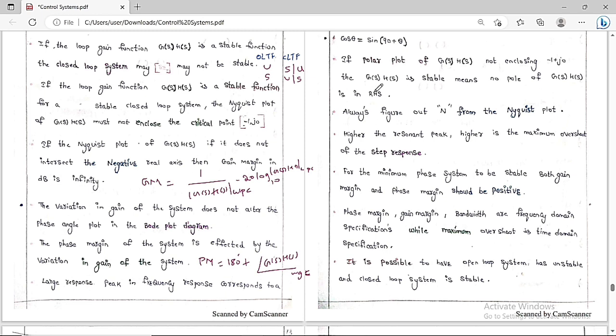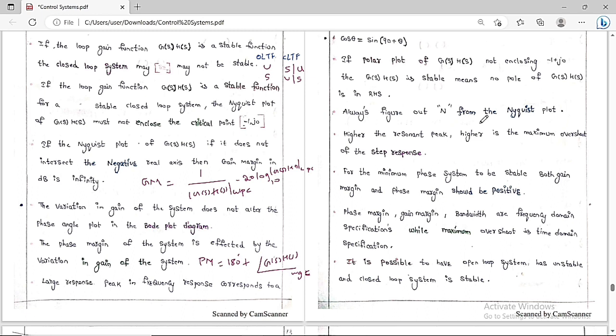It means that no pole of the G(s)H(s) is going to lie in the right half of the s-plane. So this one you always have to keep in your mind. The next point is, always figure out the N from the Nyquist plot.